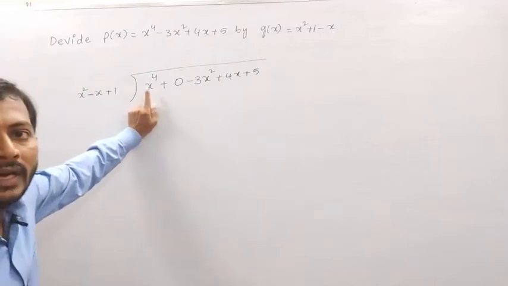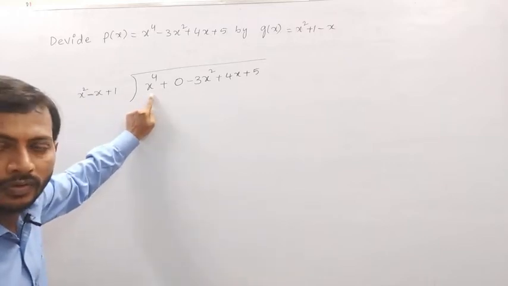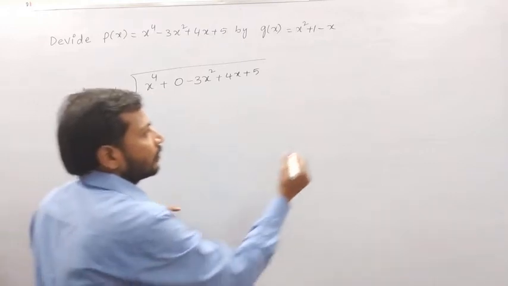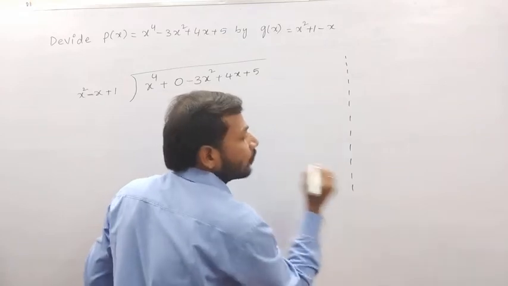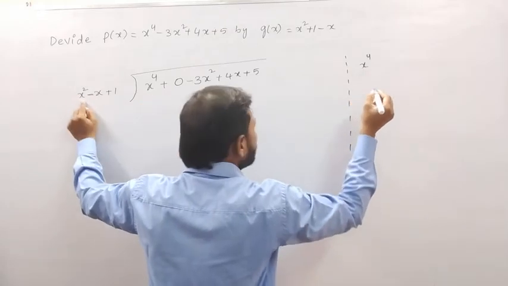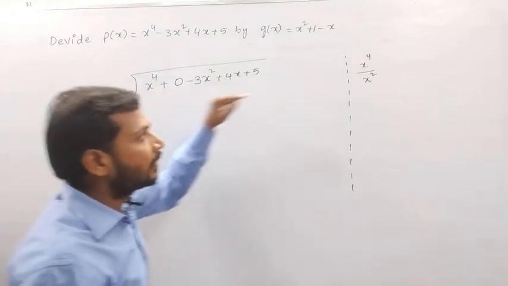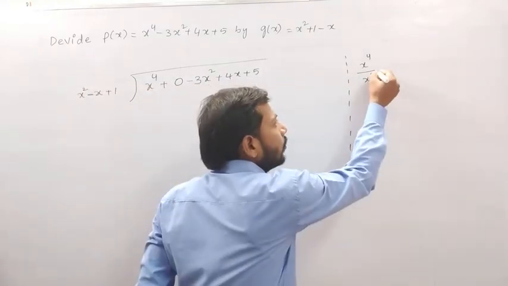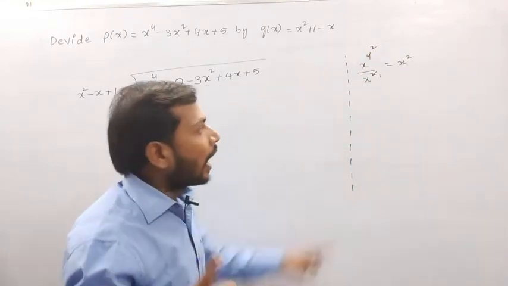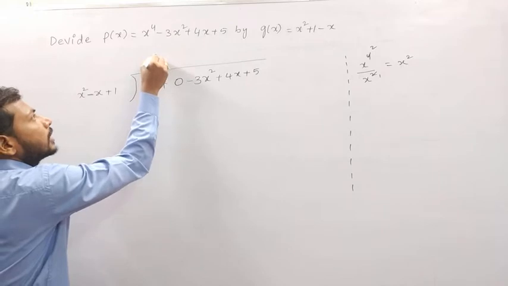Now, what answer do you want? When you divide by x square, you need the answer x power 4. So whatever question is given to you, first take this term, x power 4. I am doing rough work here. The first term is x power 4, and here the first term is x square. Simply divide the terms: x power 4 by x power 2. I hope you know very well this is 2. Then the answer is x square. So now our quotient will be x square. Write x square in the quotient.